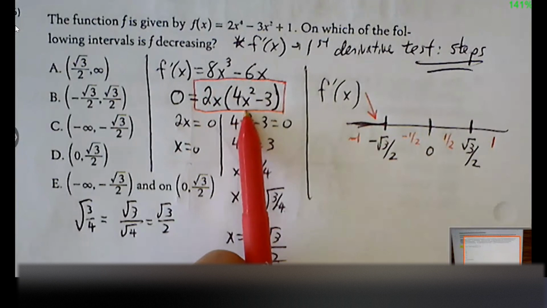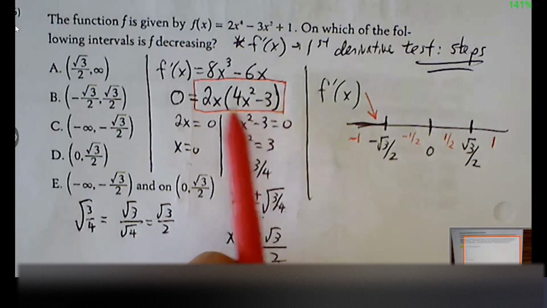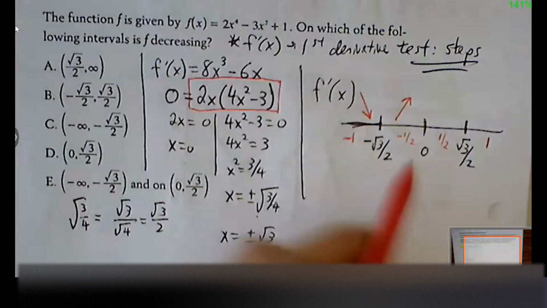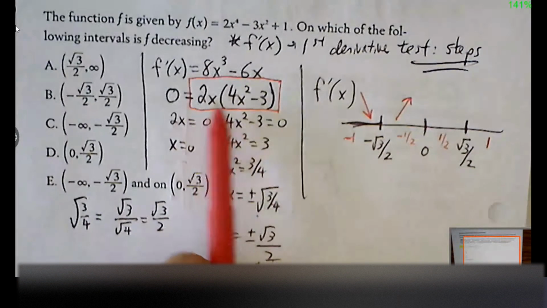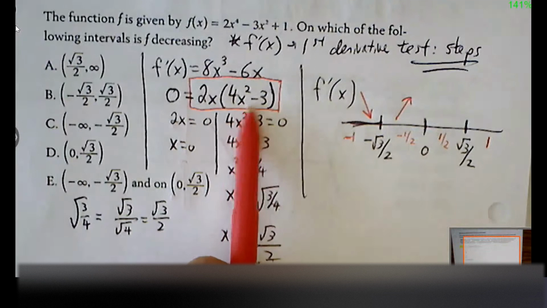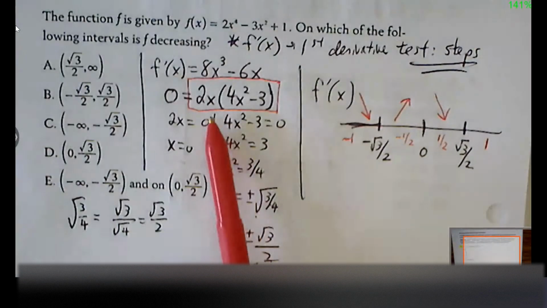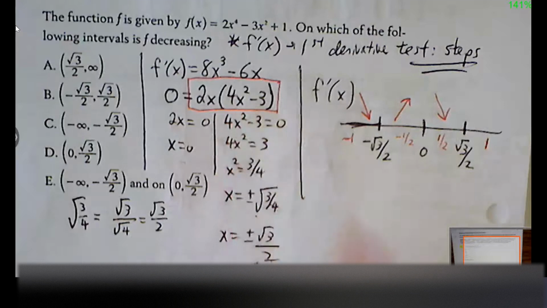But this 1/2 squared is 1/4. So 4 over 4 is 1, 1 minus 3 is negative, so I have negative times negative, which is positive. Plug 1/2 in, I get positive times negative, which is negative. And if I put 1 in here, positive times positive.